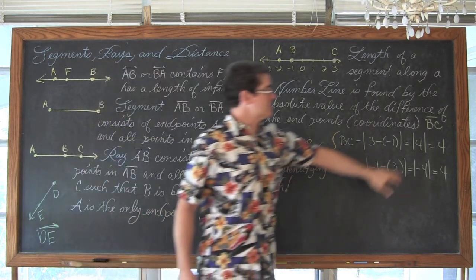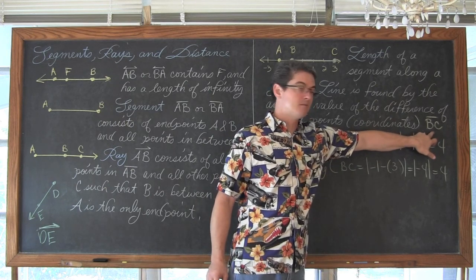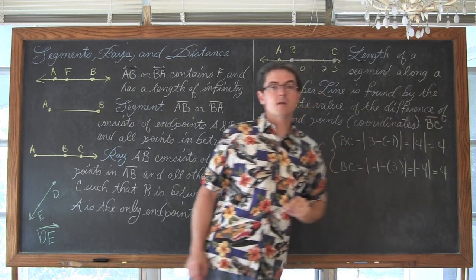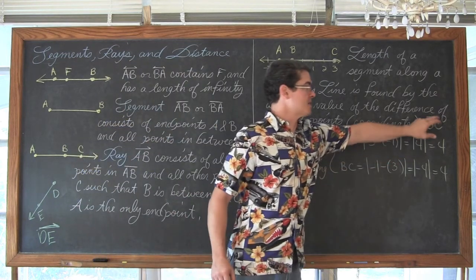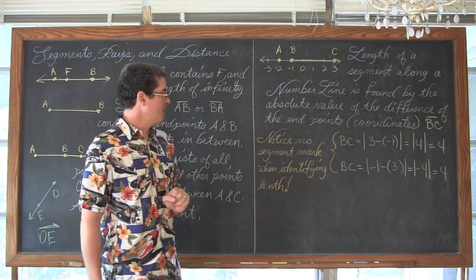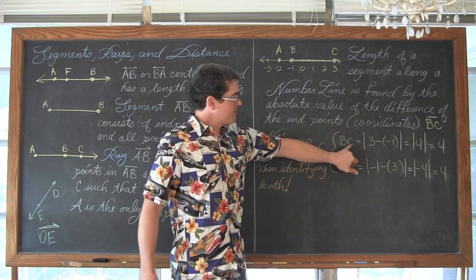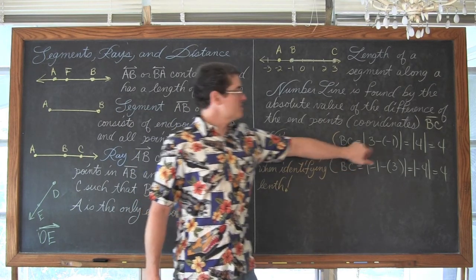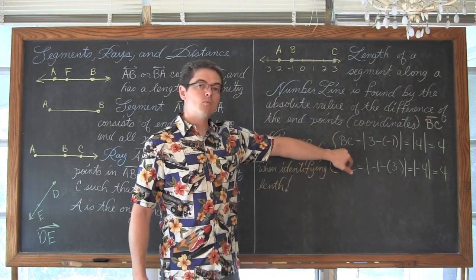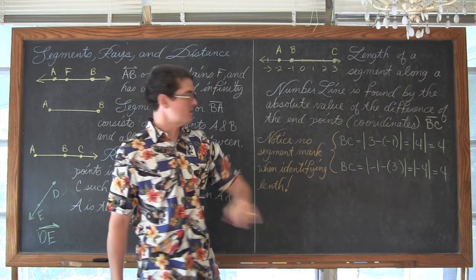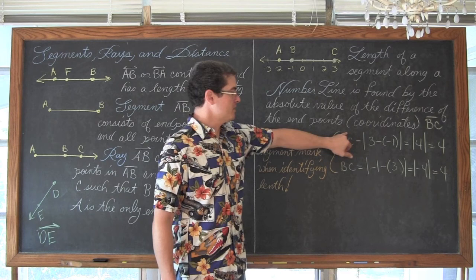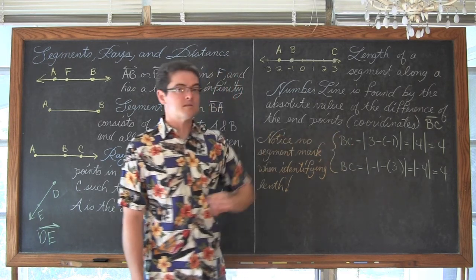So when we talk about segment BC, notice the straight line with no arrows above it. As a name, it has that segment notation above it. Well, the length of BC, notice how there's no straight line above it? When you state the length of a line segment, you do not indicate that segment mark above it.